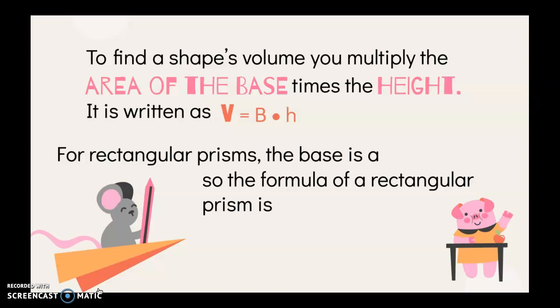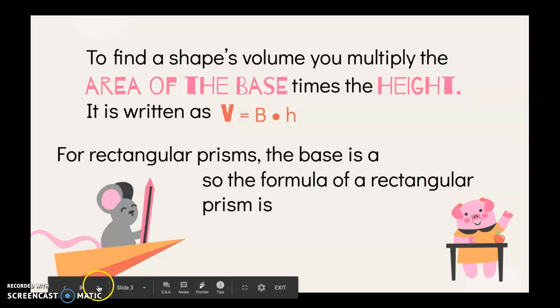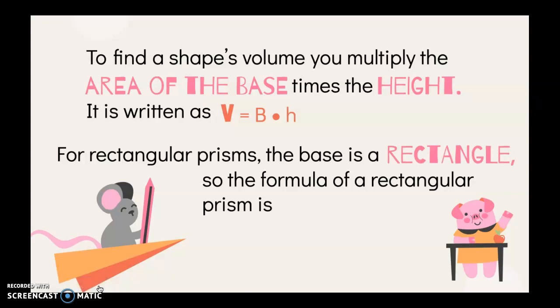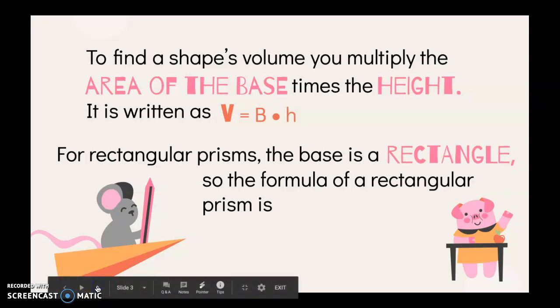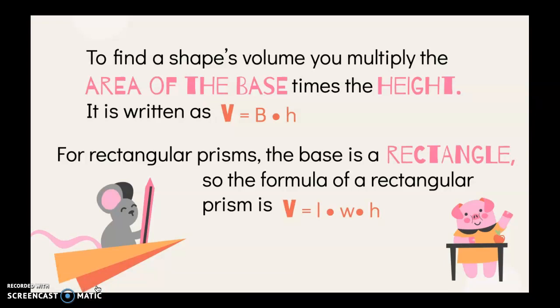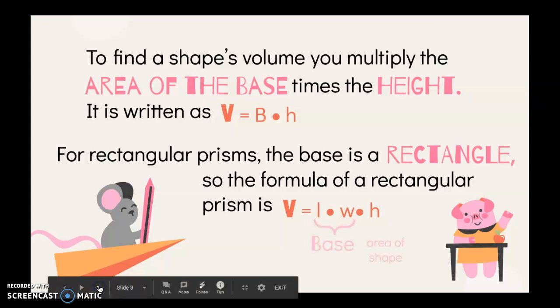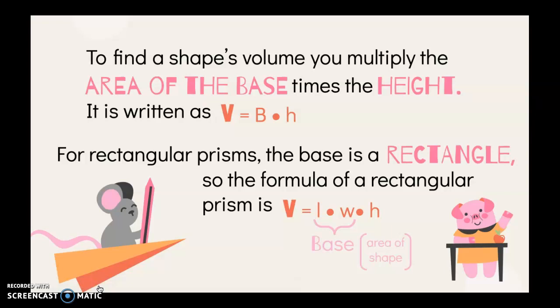We are talking about big B here, not little b. When you see a lowercase b, you're talking about a length, like the base or the length of the bottom of a triangle. It's not to do with area. For rectangular prisms, the base is a rectangle. So the formula of a rectangular prism is V equals length times width times height, or L times W times H. And that length times width is the base area of that base shape, big B.